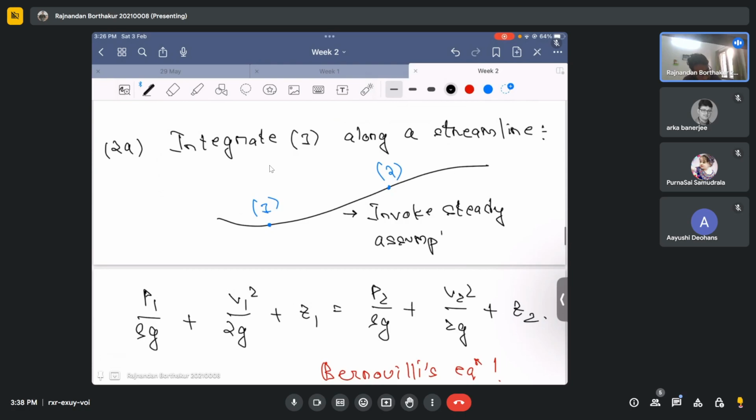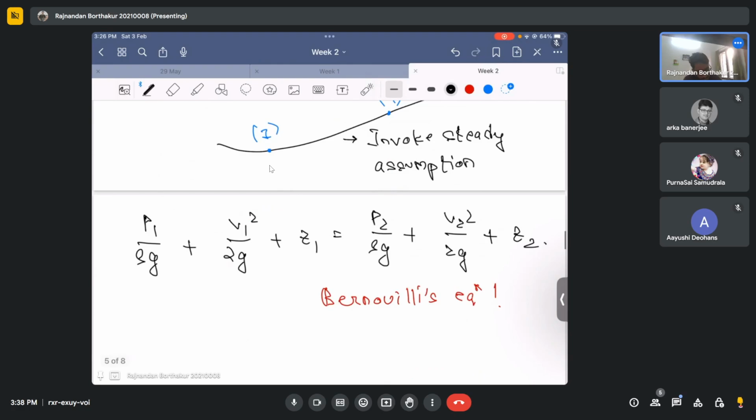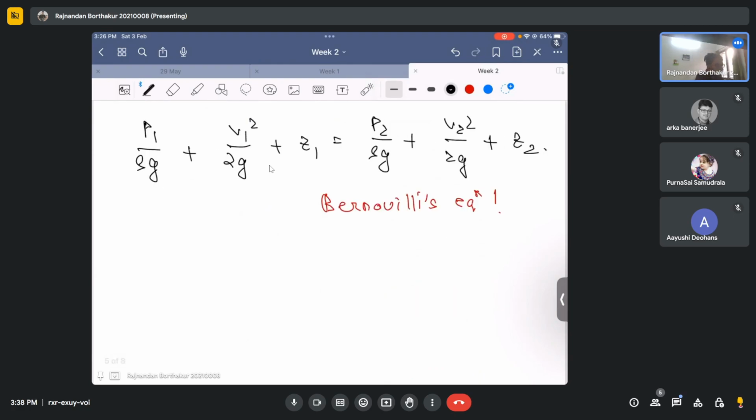The steady state assumption, as you know, is that any time derivative of any variable being equal to 0 means that we are in a steady state scenario. So I believe you know what the steady state assumption is. So this is the thing.